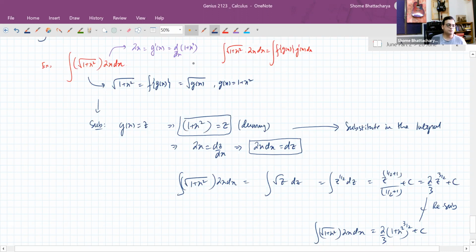So we'll come back to the f(x), g(x) terminology. First, just go through this example, how we have done the substitution from here to here, and we have come up with this answer. Then we'll go back to the general form of this substitution.